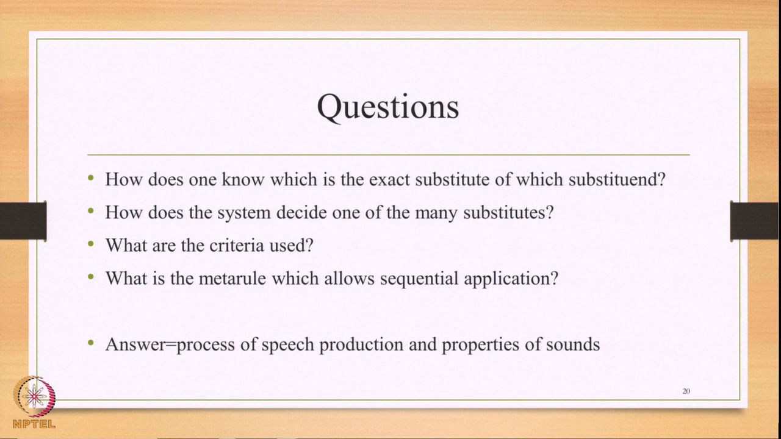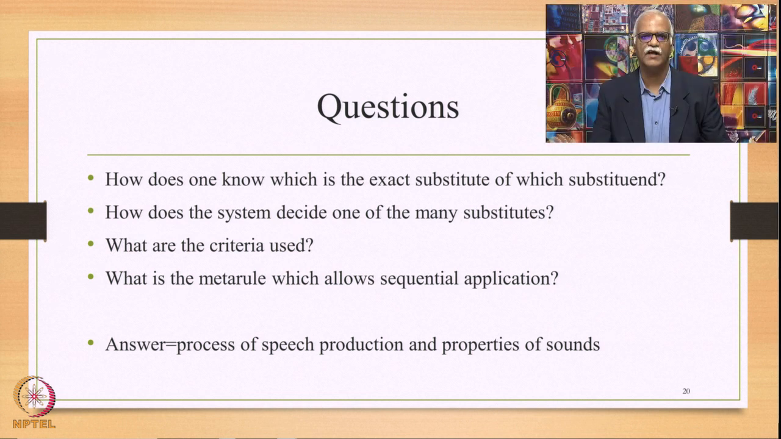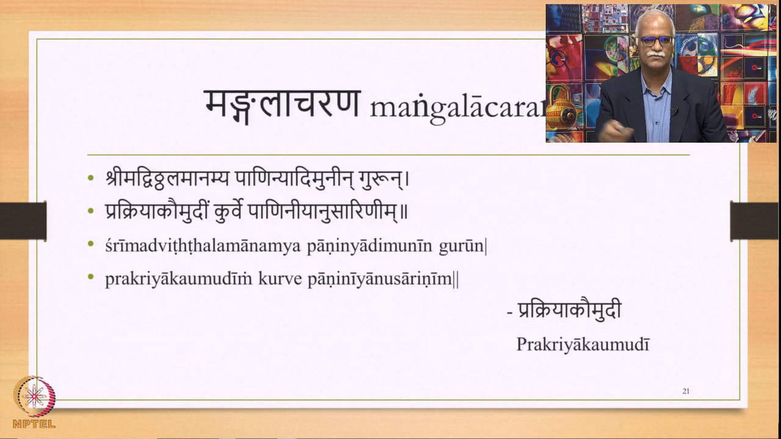So, there are certain questions that can be asked over here. Based on the discussion that we have had, how does one know which is the exact substitute of which substituent? How does the system decide one of the many substitutes? What are the criteria used? What is the meta rule which allows sequential application? An answer to all these questions will be found when we look at the process of speech production and when we study the properties of sounds. This we shall take up in the subsequent lectures.